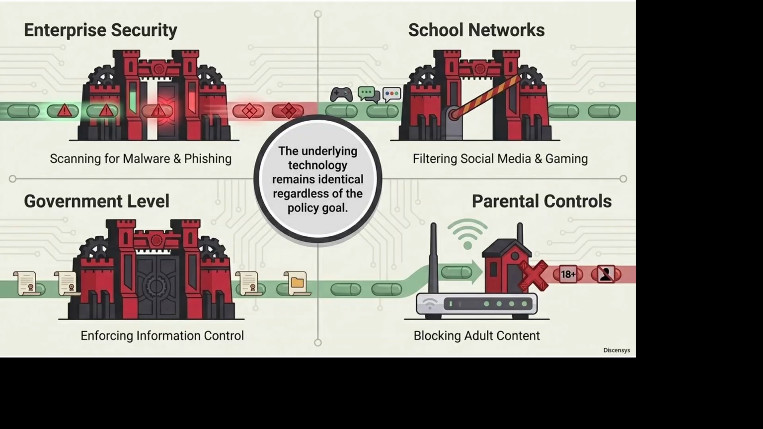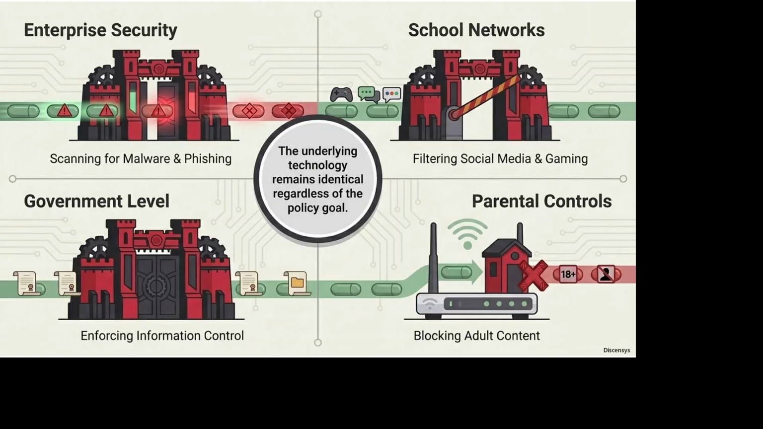So in the order, coming to the enterprise security, companies block risky websites to protect employees. That is, you could see scanning for malware and phishing. Next comes school networks. Schools may block gaming and social media during class hours. Of course, asking students to focus on the classes, right? So here you could see filtering social media and gaming.